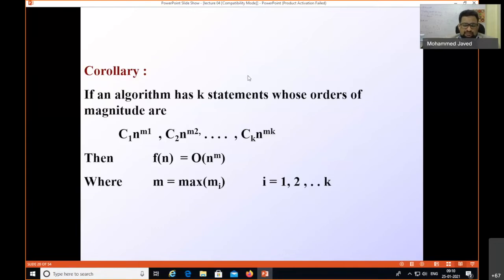Related to the previous concept, there is a corollary which says that if an algorithm has k statements whose orders of magnitude are represented like this, c1 n power m1, c2 n power m2, and so on, ck n power mk, then the computing time f of n is equal to O of n power m, where m is the maximum of mi, with i varying from 1 to k. As I told in the previous slide, it is the maximum term that can be the time complexity of the algorithm.